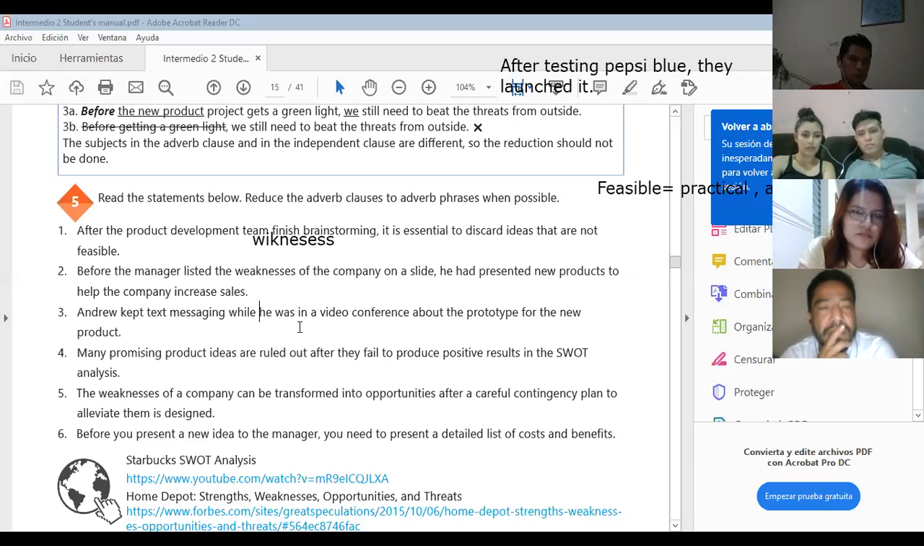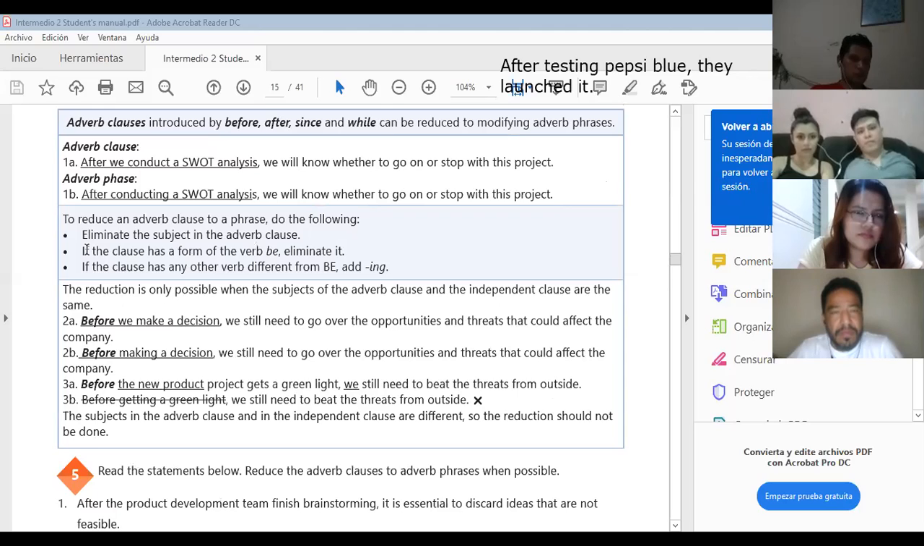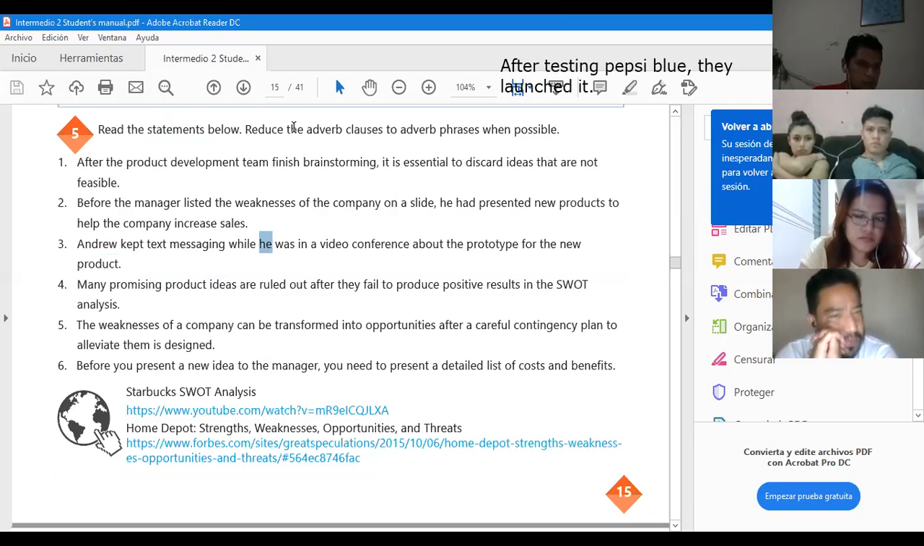Look, let's follow this rule. Aquí vamos a seguir otra regla. Aquí dice, eliminate the subject if the clause has a form of the verb be. Okay, vamos a eliminar eso. Andrew kept texting while he was in a video conference about the prototype. So you can say something like this, and I will start and you guys continue.